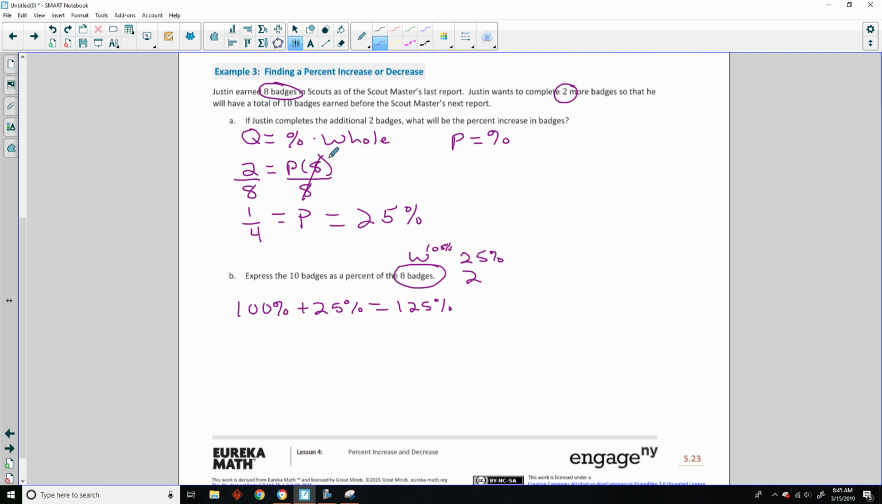Okay, the other way we could have done it is this. Q equals percent times whole. The quantity is 10. So 10 badges equals the percent that we don't know, P, times the whole, which is 8. Divide both sides by 8. These cancel. So our percent is 10/8, or 5/4, or 1 1/4, which is 125%.